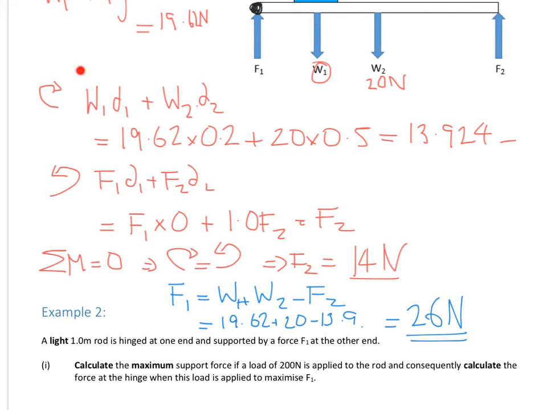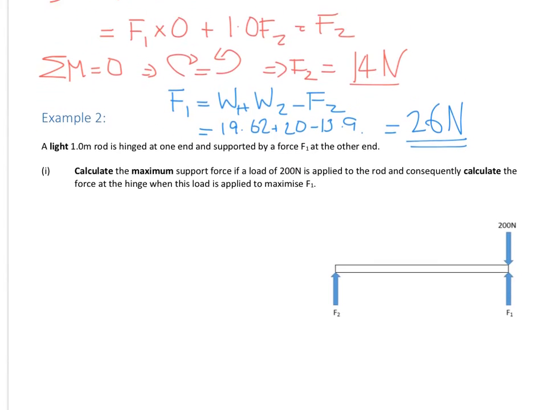So in this section here, we've used that the resultant moment is 0. This section here, we've just used that the resultant vertical force is 0 to solve that question. Alright, so let's have a look at a different example.